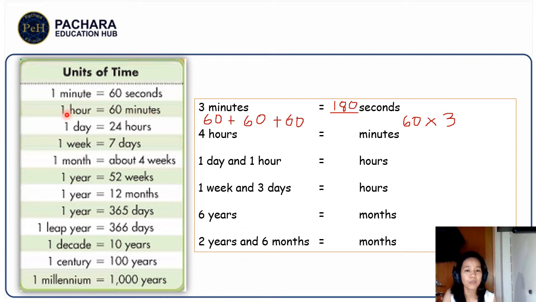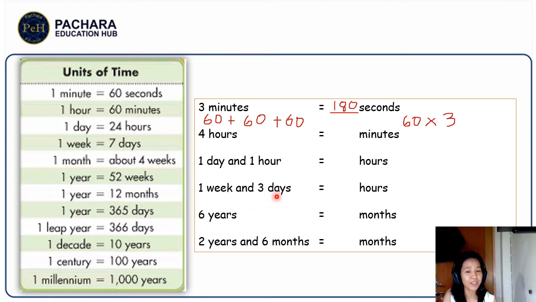If 1 hour is equal to 60 minutes, 4 hours is equal to, yes, same. So 60 plus 60 plus 60 plus 60, 4 times. Or the easiest way is to multiply 60 minutes times 4 hours. Next one. If one day is 24 hours, how many hours are there in 1 day and 1 hour? Easy. 1 day is 24 hours plus 1 hour is 25 hours. Great job. Now, next one.